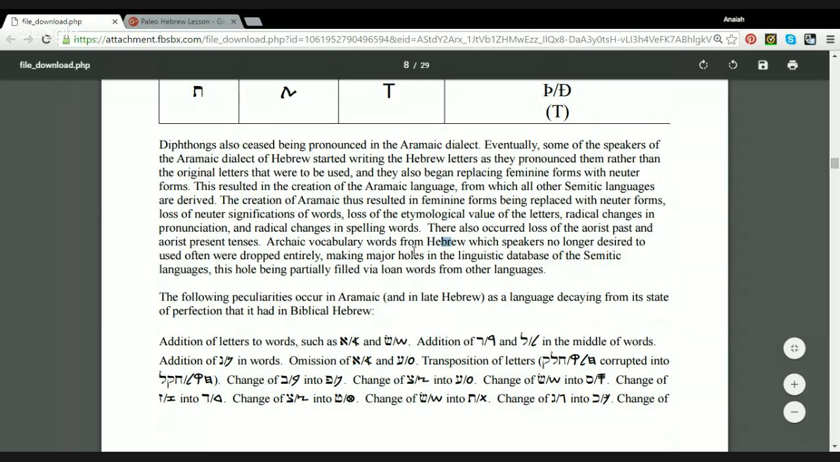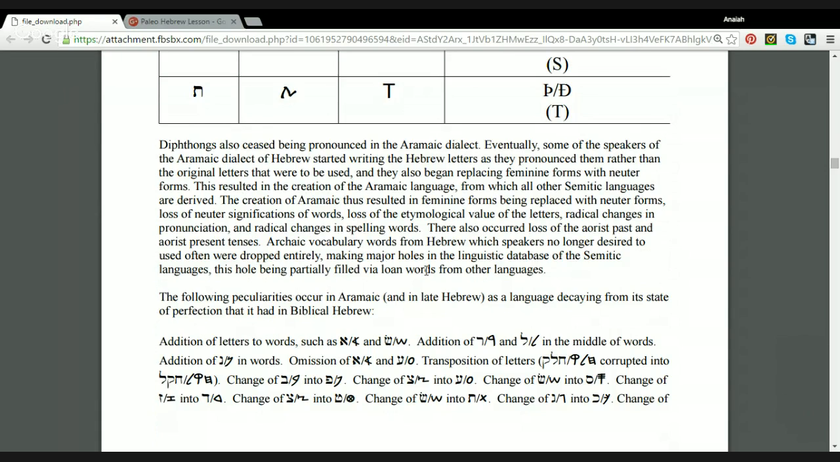Making major holes in the linguistic database of the Semitic languages. This hole being filled partially with loan words from other languages. So, let me see here. This is confirmed by the scholars. We have not everything here, but most of what I said here is confirmed.